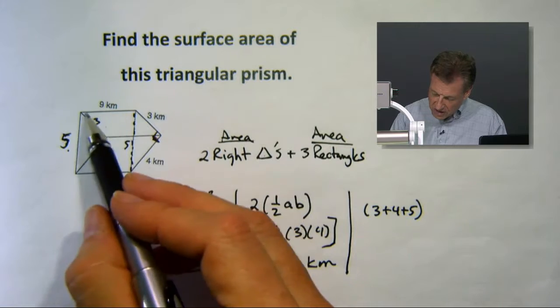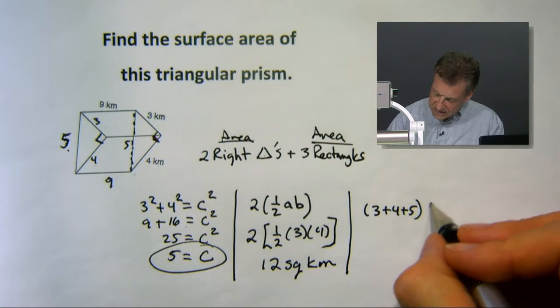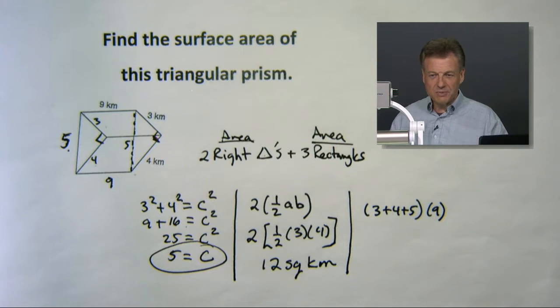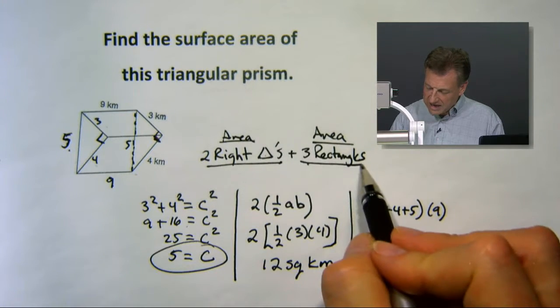How much? Oh, they're all by 9. All these are 9s going across here. So we're going to take this value times 9. And that's going to be pretty easy. Then we're going to add the results together. Because that's what I said. We're going to find 2 right triangles. Then we're going to add up these 3 rectangles together.